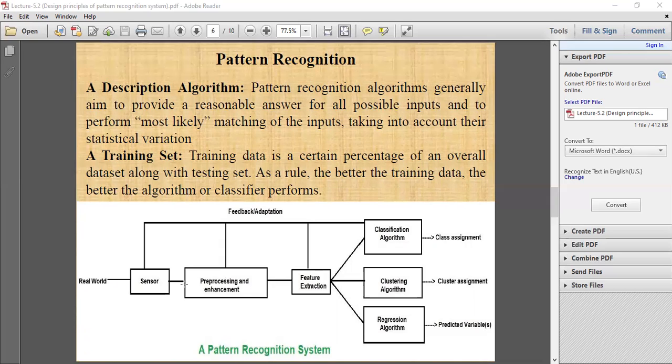So this is the diagram, where there is a real world. The sensors gather the information from the real world, and after receiving the information, the pre-processing and enhancement process starts, and according to this, feedback and adaptation are also given. Then feature extraction separates the information, then classification algorithm, class assignment, then clustering algorithm, cluster assignment, then regression algorithm, predicted variables.